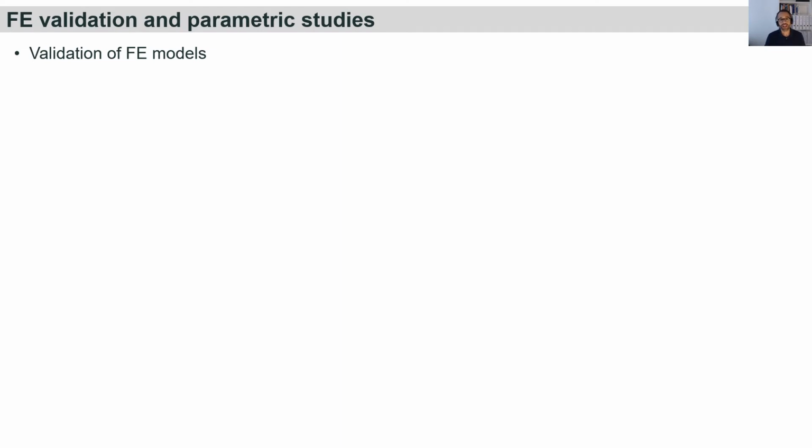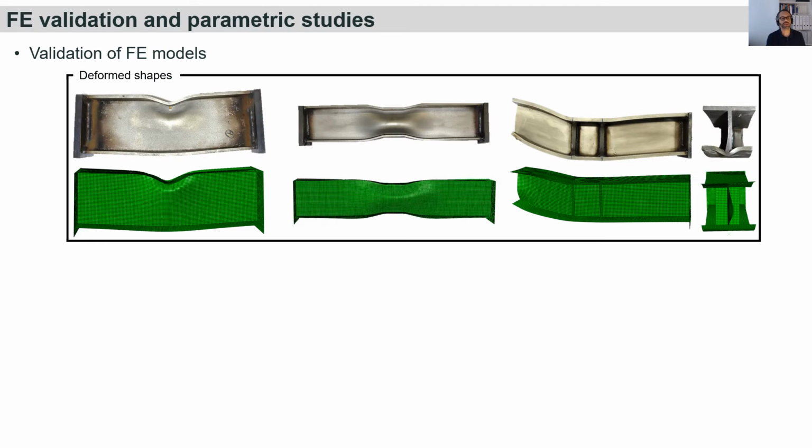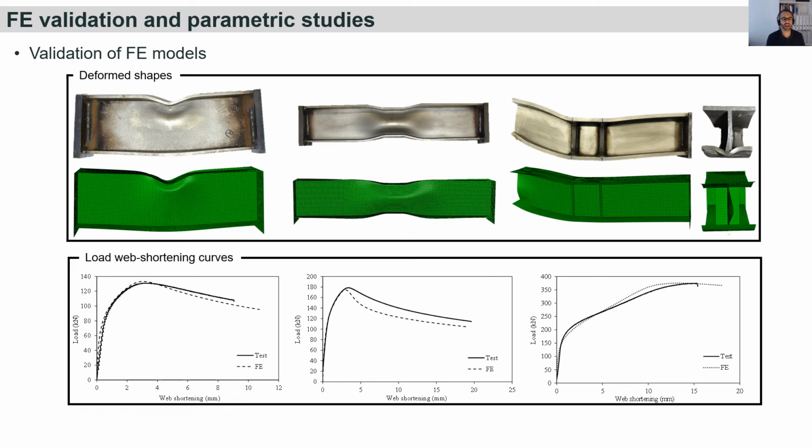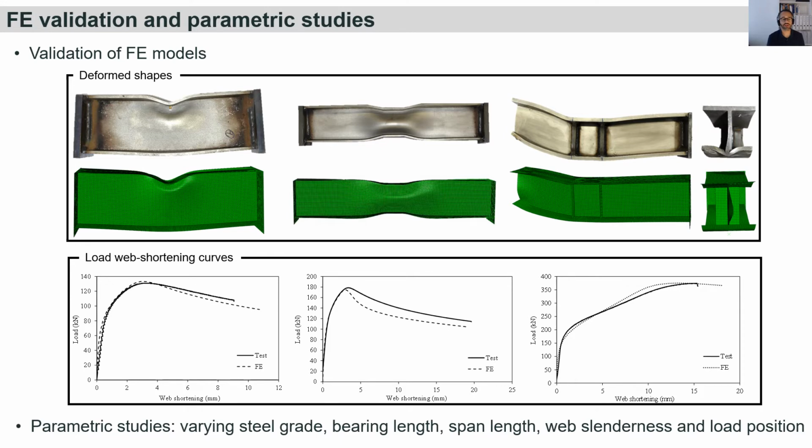So nonlinear finite element models were used to replicate the tests. Here you can see that the deformed shapes of these models were in good agreement with the test results, as well as the load web shortening curves for all the loading types. After that, parametric studies were carried out by varying the steel grade, duplex and ferritic were considered as well, bearing plate lengths, span length, web slenderness, and loading scenario.